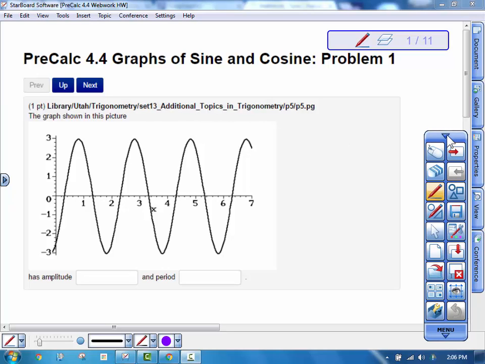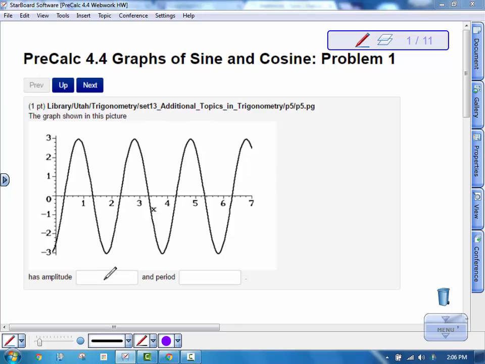Okay, this is 4.4 homework help. This is the first problem. First one gives us a sine function, and it asks for the amplitude and the period.